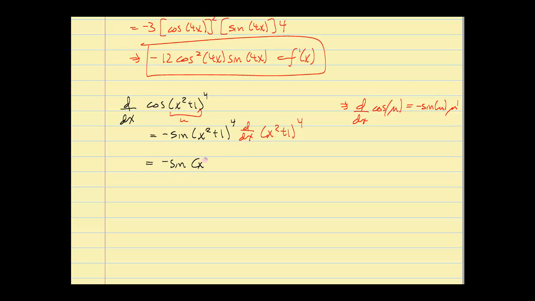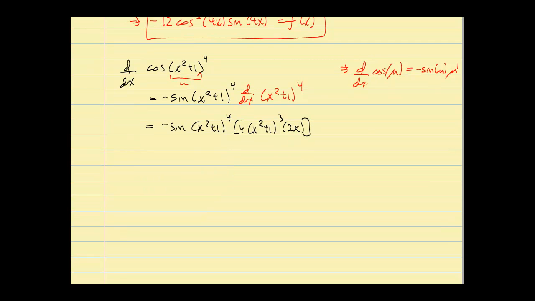So rewriting here, the derivative with respect to x, I bring the 4 down, decrease the exponent by 1, and then I have another chain back, times the derivative of x squared plus 1, which is 2x. So one of the reasons I call it the chain rule is because I can have a really complicated expression and it just keeps linking back. So let's go ahead and write this in simplified form. 2x times 4 would be 8x, and I have a negative out front. So I have a negative 8x sine of (x squared plus 1) to the fourth times (x squared plus 1) cubed.